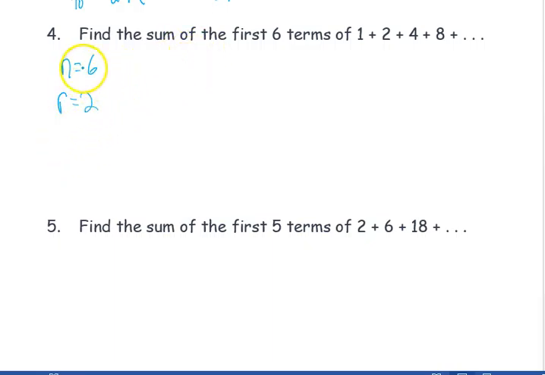And again, I want 6 terms, so n is 6. So S sub 6 would be the first term. I forgot to write that down. My a sub 1 is 1.